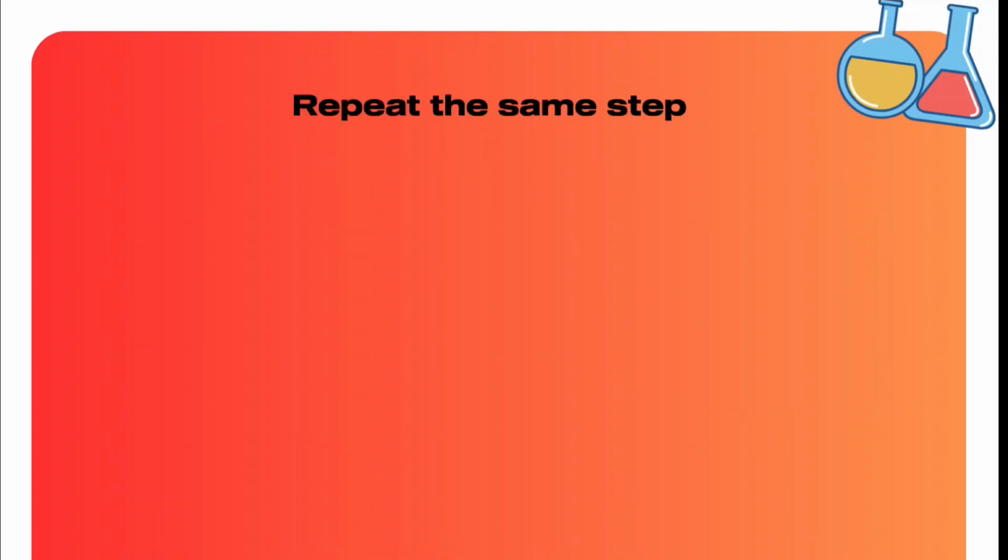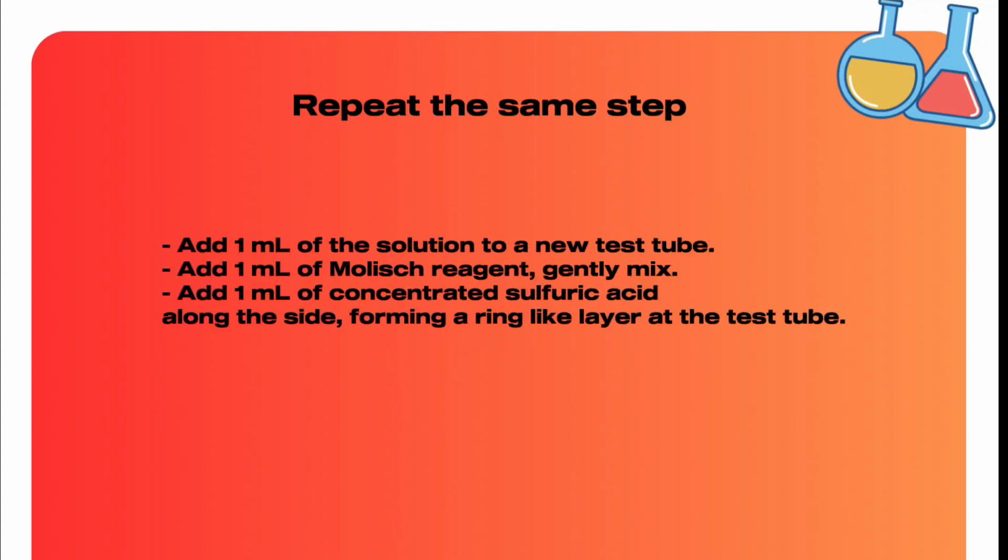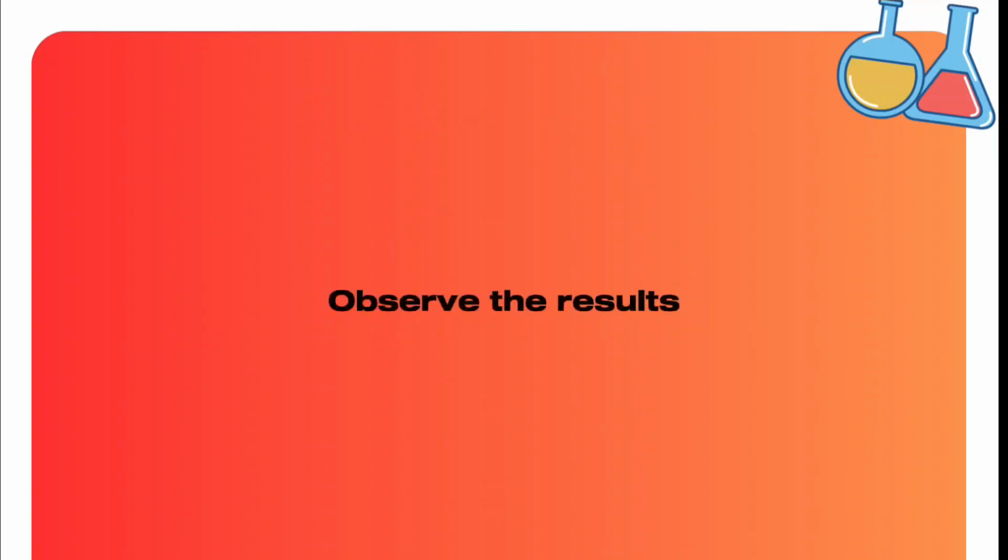Repeat the same step for each of the following solutions. Add 1 ml of the solution to a new and clean test tube. And add 1 ml of Molisch reagent and gently mix it. And add concentrated sulfuric acid and observe the result.